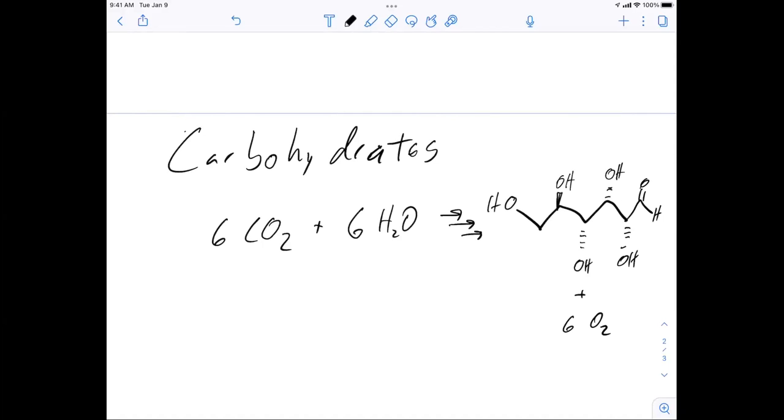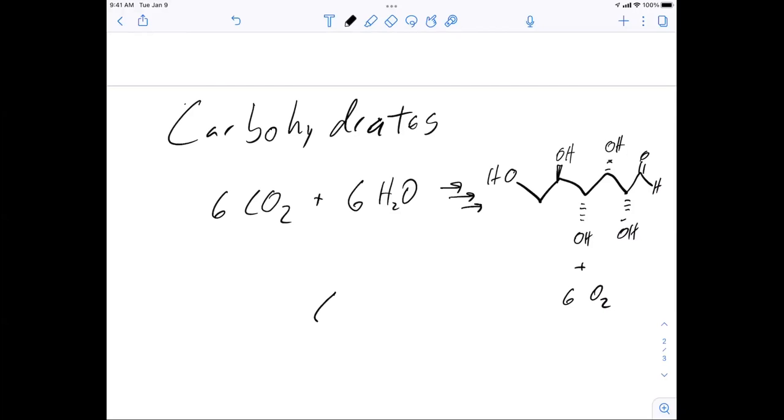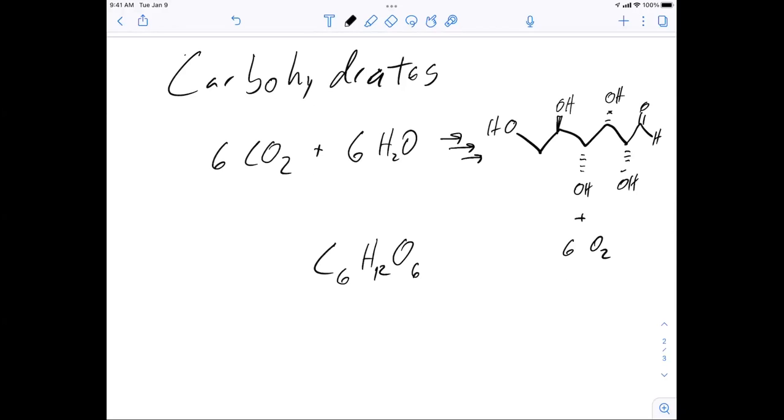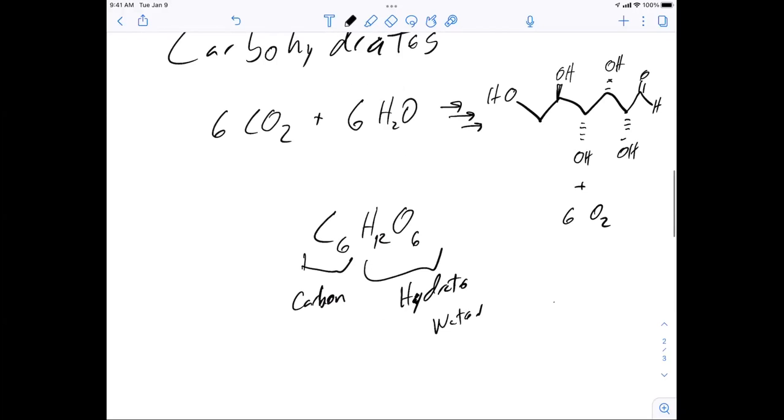So we're going to end up with this. The way to think about this is the formula C6H12O6. That's where it gets the carbon and hydrate, water. So the chemical formula of our base carbohydrates is always going to be the same. It's going to be C1H2O1, some combination of that.